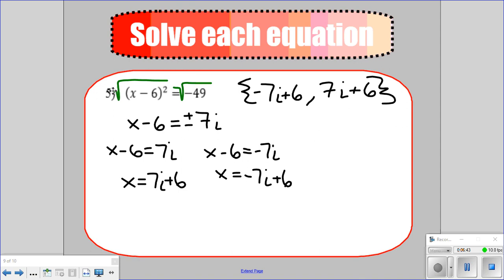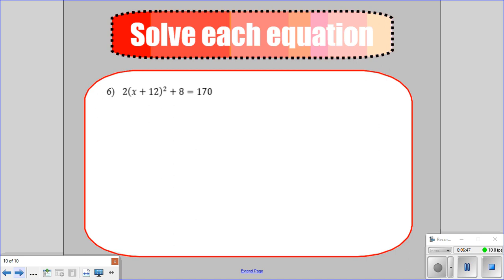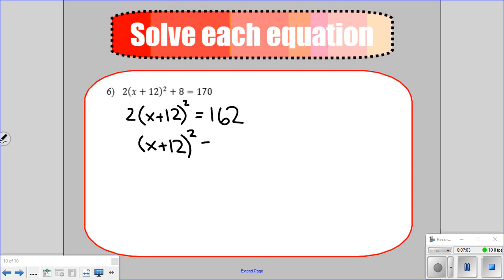One more example to go. So I'm going to subtract 8 on both sides here. When I do that, I get 162. Divide both sides by 2, so I get (x plus 12) squared equals 81. This is a positive answer, so I'm going to go ahead and take the square root of both sides here.